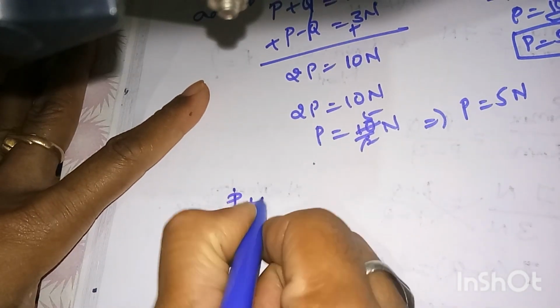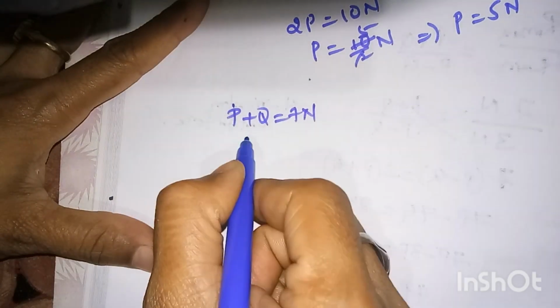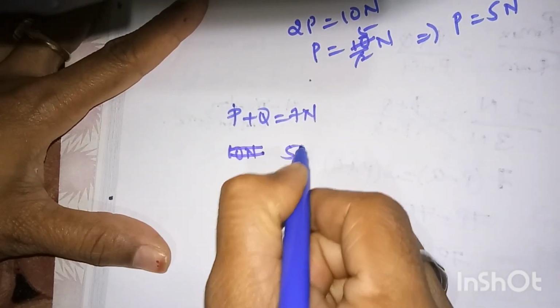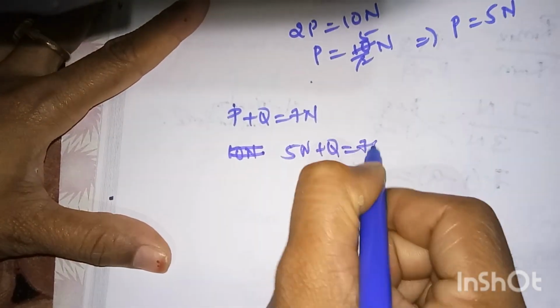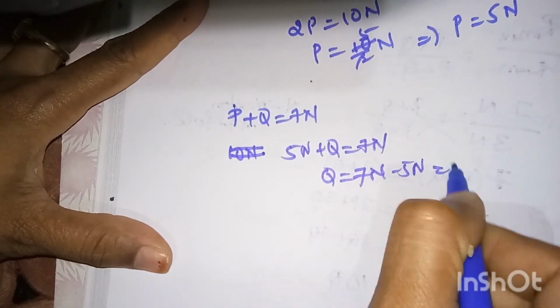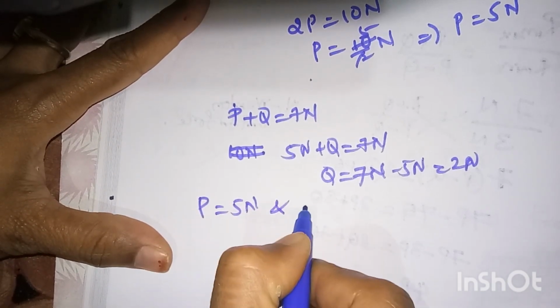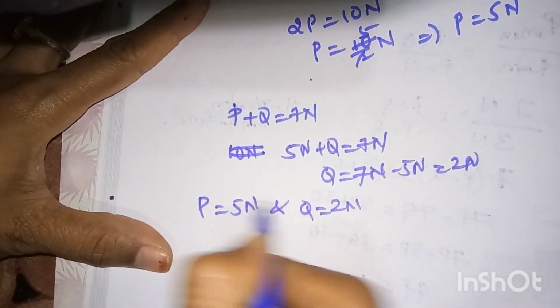P plus Q is equal to 7 Newton. We are going to find the value of Q here. What is the value of P? 5 Newton plus Q is equal to 7 Newton. Q is equal to 7 Newton minus 5 Newton, that is 2 Newton. So P is 5 Newton and Q is 2 Newton.